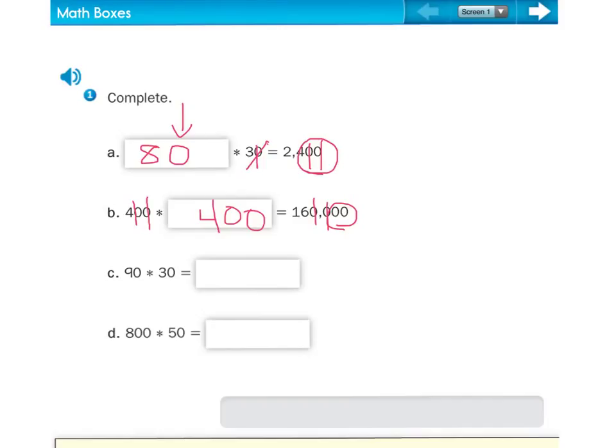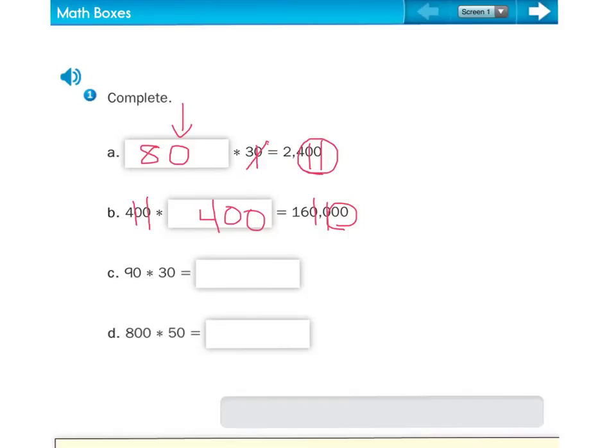Again, the same thing with C. This time they changed that problem around a little bit. In example A and B, you'll see that they gave you a blank and then times something equals something. In this one, they've switched it around on you, and the same in D as well. They're giving you a number times a number equals what? So you're really finding the answer this time and not the other number.